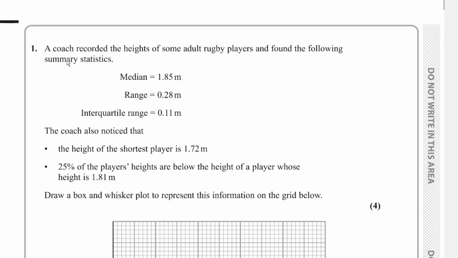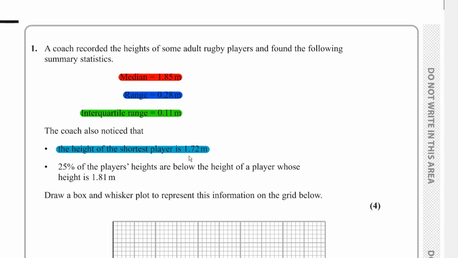Question number 1. A coach recorded the heights of some adult rugby players and found the following summary statistics. The median is equal to 1.85 metres, the range is equal to 0.28 metres, the interquartile range is equal to 0.11 metres. The coach also noticed that the height of the shortest player is 1.72 metres. 25% of the players' heights are below the height of a player whose height is 1.81 metres. Draw a box and whisker plot to represent this information on the grid below.